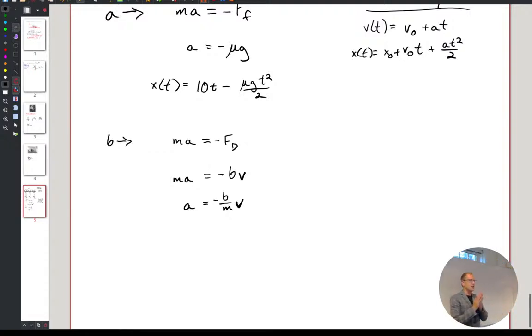Cool. So now just plug it right into kinematic equations, call it a day. No? There's a V in the term, right? Yeah. So A is no longer a constant. A changes with time because V is changing with time. So what do we do with that one?